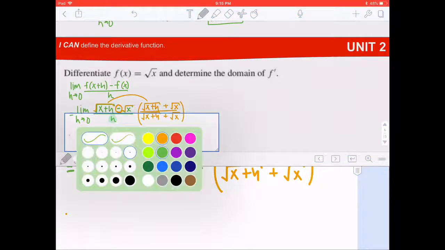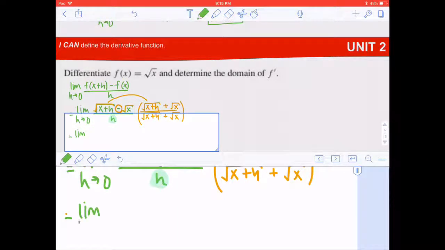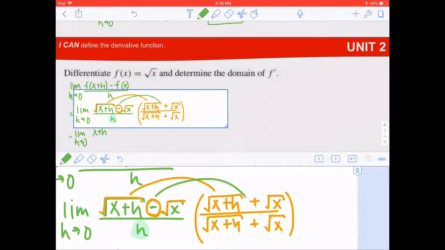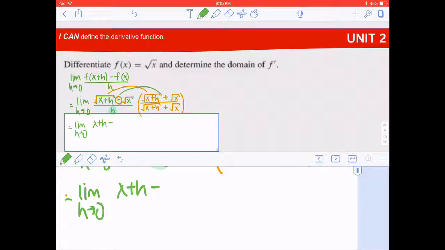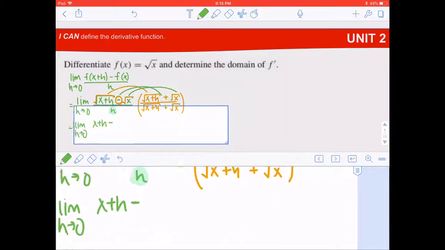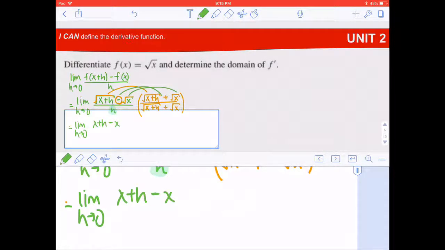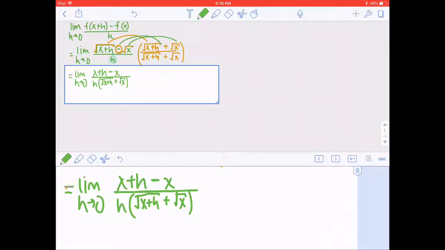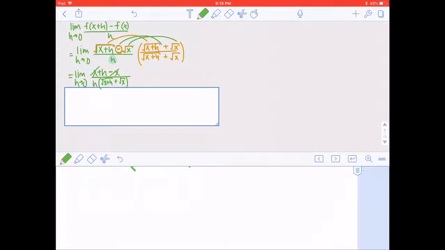Let me change this back to green. So we have the limit as h goes to 0 of x plus h. Negative times a positive will make this negative. And then root x times root x, that's going to become just a positive x. All over h, which we already had, times this new conjugate that we're multiplying by here. And that's in our denominator there. So what we can do from here is just try and simplify things. I see that this positive x and that negative x is going to cancel.